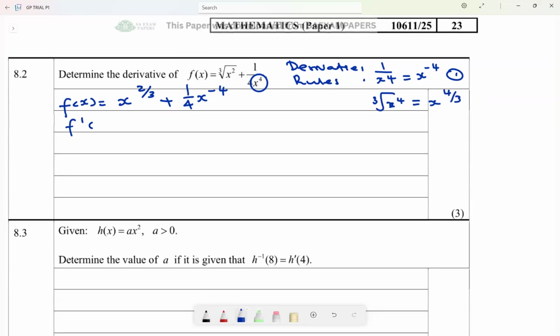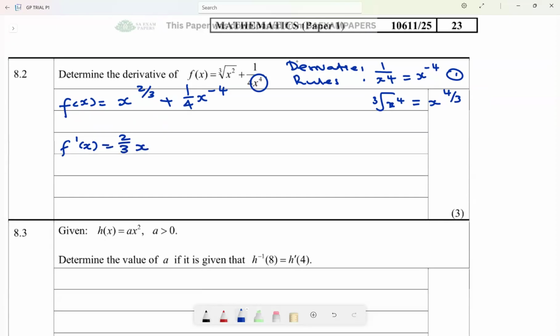Beautiful. I now say f prime of x. It's very important that you say that this is f prime of x. Now the power rule says I multiply the power with the coefficient. This is 1, so it's going to just be 2 divided by 3. Let me write it here. It's going to be 2 divided by 3 x.